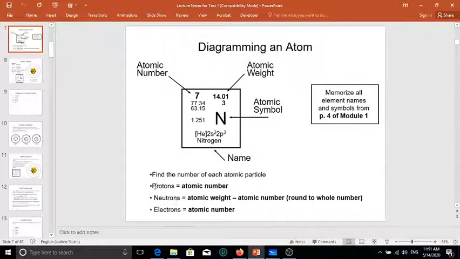By definition, the number of protons is the atomic number, and the number of electrons is usually the same as the number of protons. The neutrons and protons add up to the atomic weight. So when you read the periodic table, the atomic weight minus the atomic number gives you the number of neutrons. All atoms are composed of protons, neutrons, and electrons.